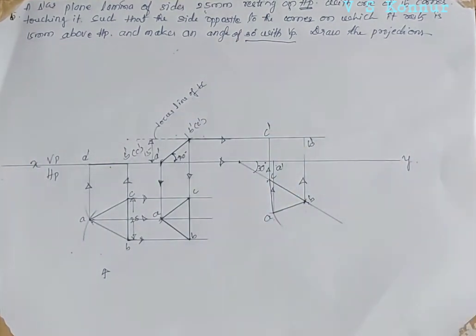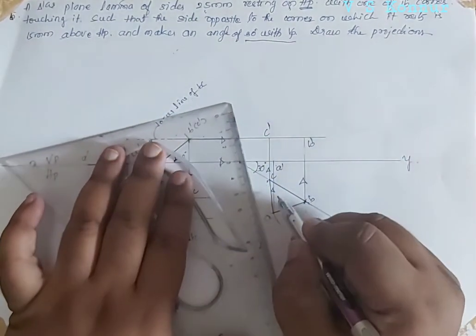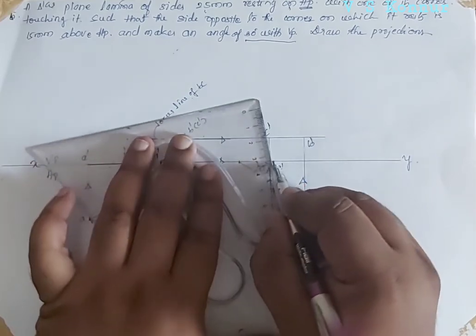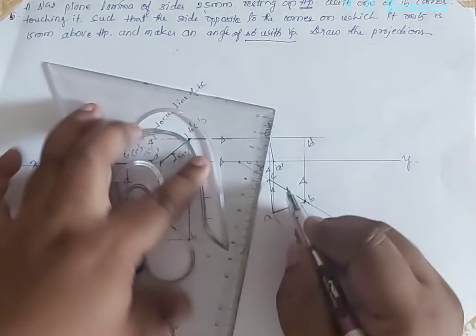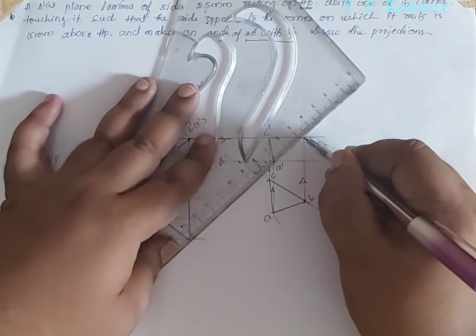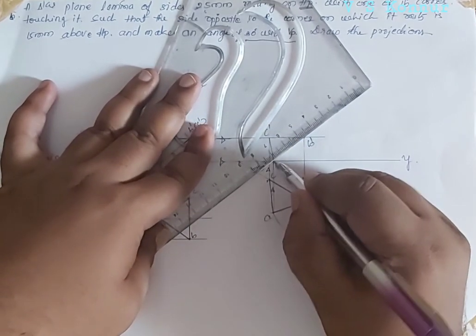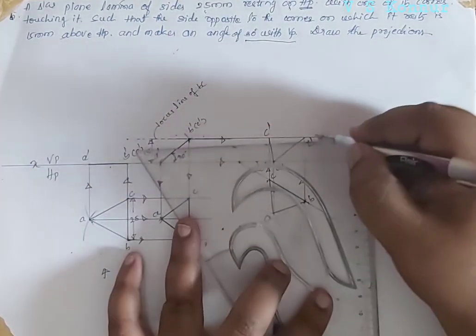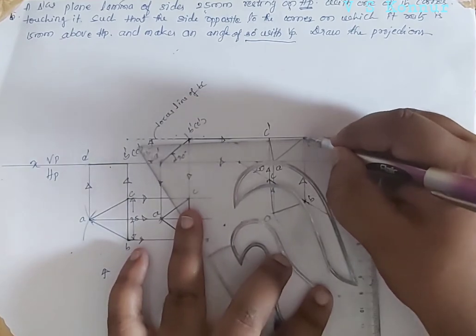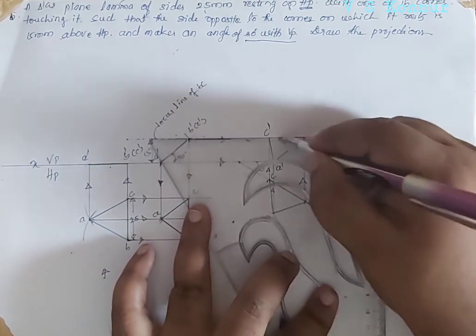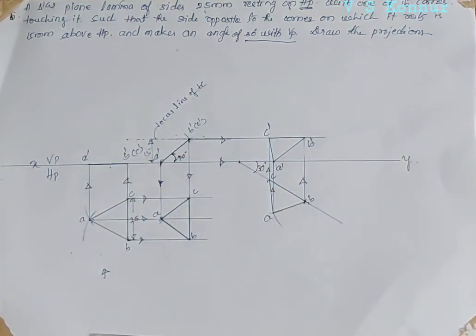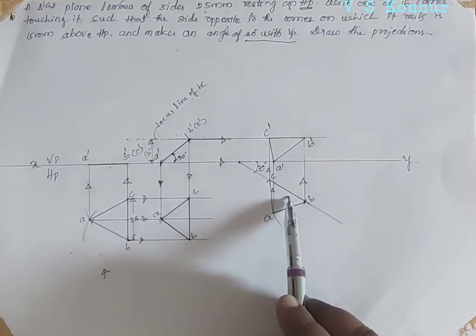Now we'll join the points. That is from A dash to C dash point, then A dash to B dash point, then B dash to C dash point. So this is how you have to construct when the edge is resting in the third position.